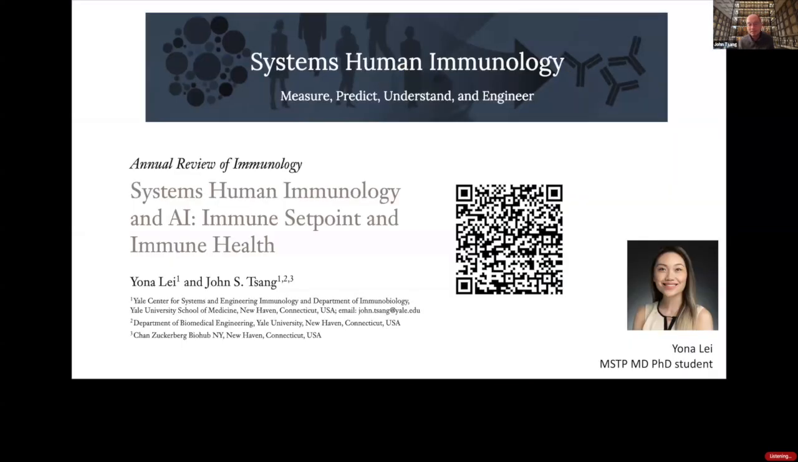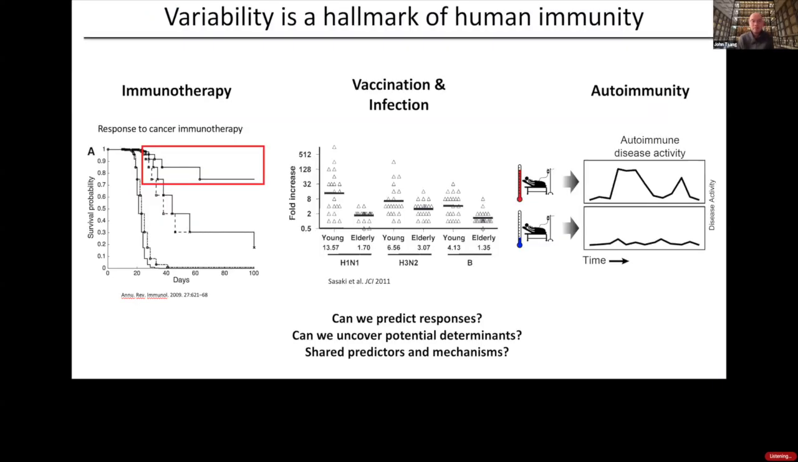Some of the details you can find in this recent review paper of ours, especially pertaining to this concept of set point and immune health, and how machine learning and AI and high dimensional immune profiling are really helping us push these forward. So some of you may appreciate that variability, both across individuals and across human populations, is really a hallmark of the human immune system, and in terms of immune response outcomes.